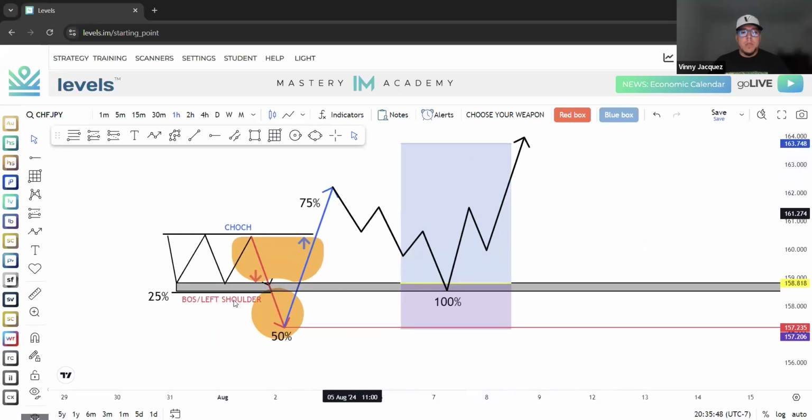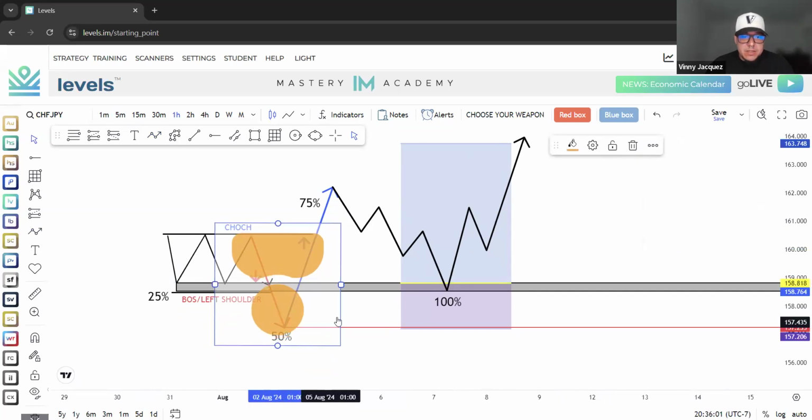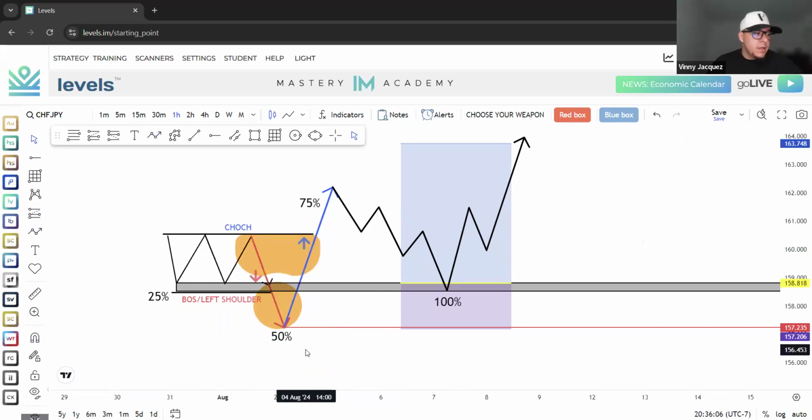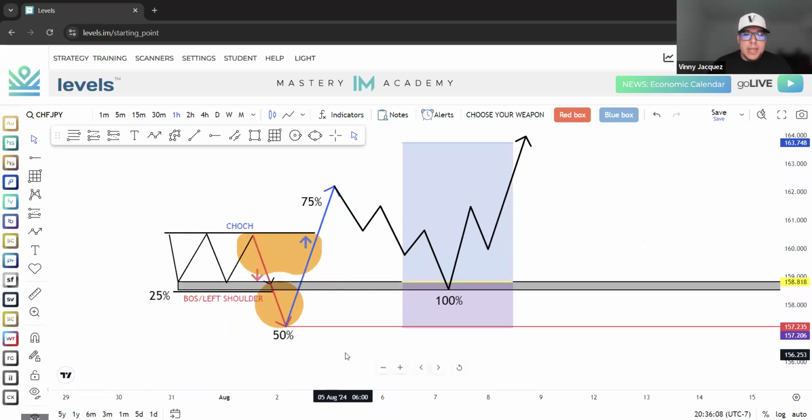Boom. Again, look at the little shoulders. Little shoulder, little head. Bam. Change of character, right? This consolidation, that's my shoulder. The peak to the downside, that's my head. And once we change character, guys, it is go time. Everybody got two shoulders. We got left shoulder, right shoulder, baby.